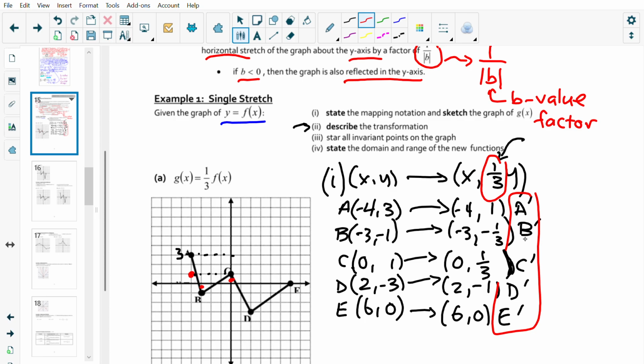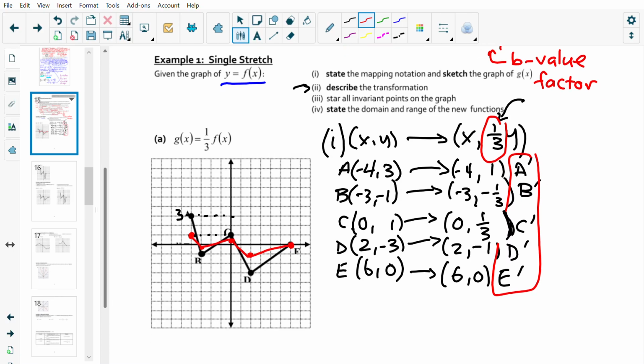Okay, next point. 0, 1/3, got that. 2, negative 1. Okay, and then 6, 0. Okay, this is what our transform function looks like. Let's describe it. 2. Describe the transformation.